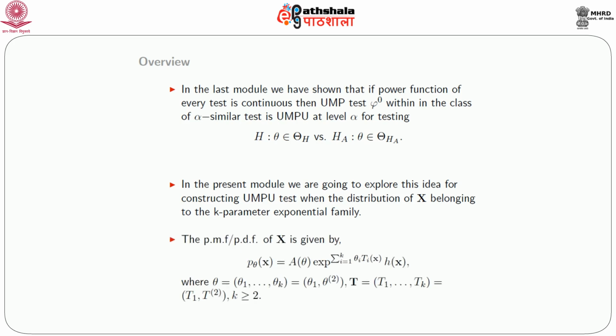Suppose the PMF or PDF of X is of the form p theta x equals a theta into exponential summation i from 1 to k theta i Ti into h x, where theta is vector valued with k elements theta 1, theta 2, up to theta k. We write it as theta 1 comma theta 2, where theta 2 indicates the remaining parameters theta 2 up to theta k. Let capital T equals T1, T2, ..., Tk be a vector valued statistic. We write it as T1 comma T2.